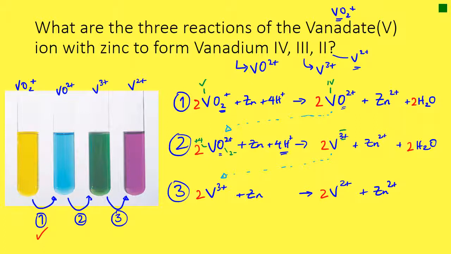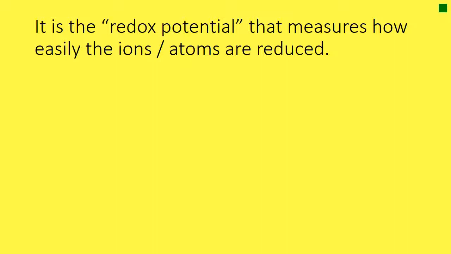And what we move on to study now is how much does the vanadate ion, for example, want to turn into the VO2+ ion. Indeed, how much does the V3+ ion want to turn into the V2+ ion? How do we know whether it is inclined to do so? And if so, how do we quantify that? That's the next slide. And the answer to that question is something called the redox potential, that measures how easily the ions or atoms are reduced.